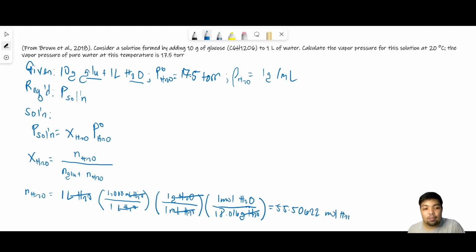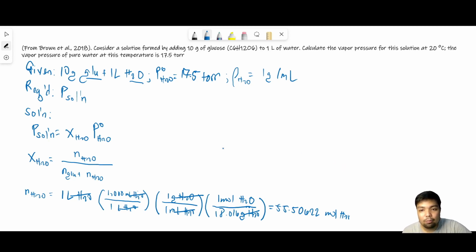Now, why do I put so many decimal places? This is because this is not yet our final answer. We will still have to use this in our mole fraction equation, and eventually to get the vapor pressure of the solution. So I write as many decimal places as necessary in order to mitigate the errors due to rounding off. Okay.